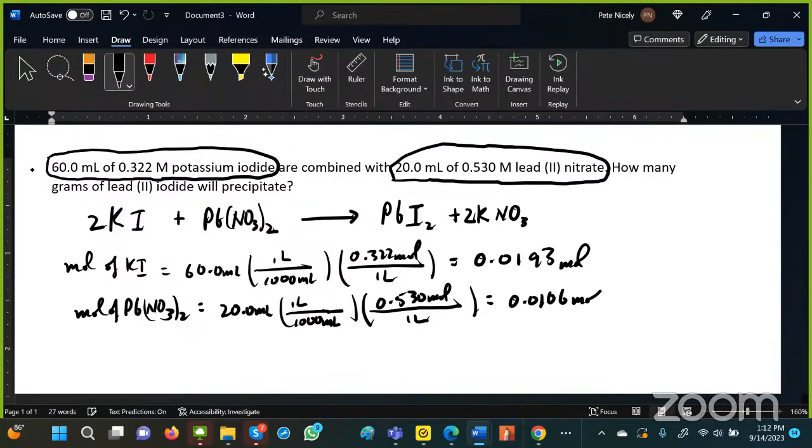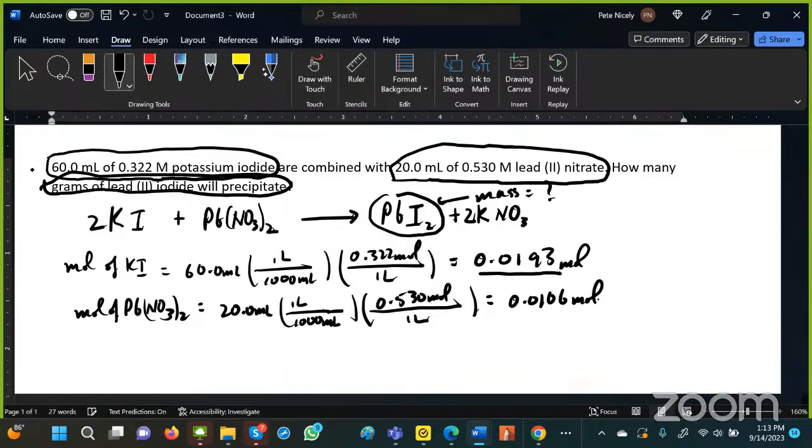According to my calculations, this would be equal to 0.0106 moles. All right. So now that we have the moles of the reactants, remember the aim of the question is what? The grams of lead(II) iodide, I'm sorry, which is this right here. We want to find the mass of this.